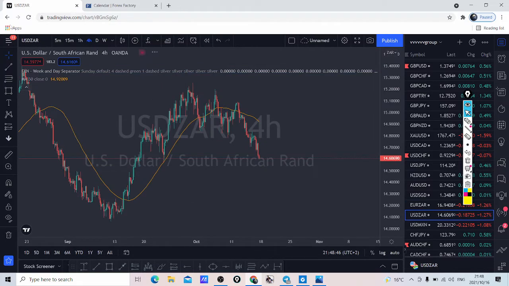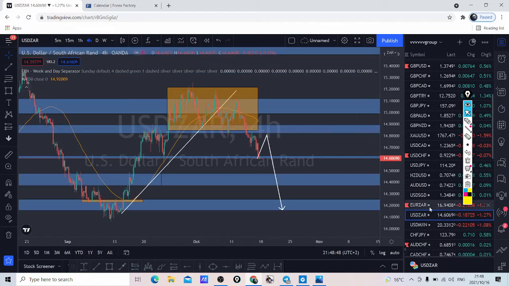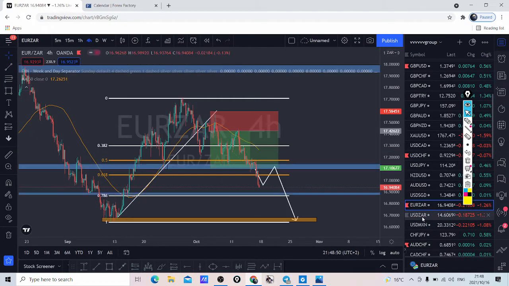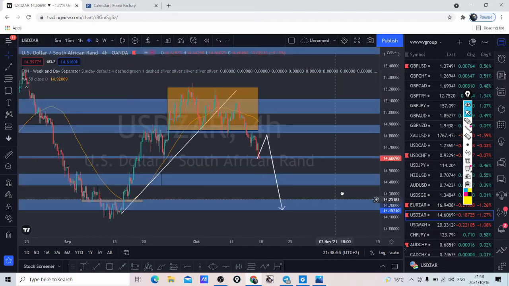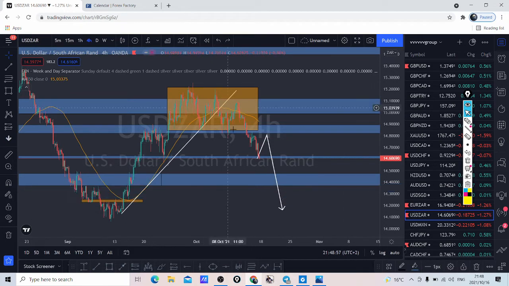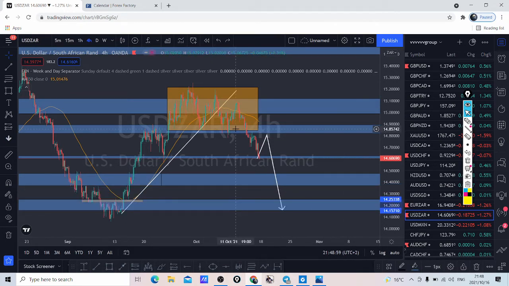Okay, so this one is in our watch list, and this one also in our watch list. USD ZAR, as I was explaining, the US dollar is selling while the ZAR is buying. So that means the market is going to drop massively. So on this one, guys, if you've entered a trade, or if you are planning to enter a trade on USD ZAR, don't close it until it reaches here.